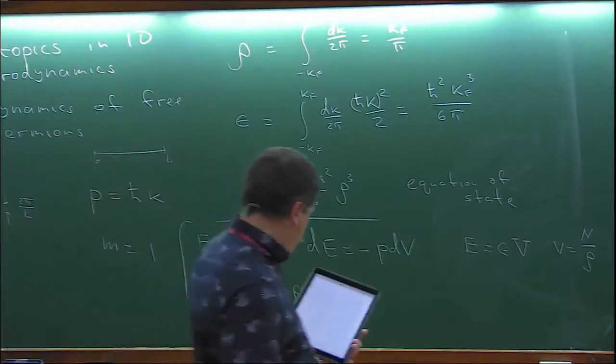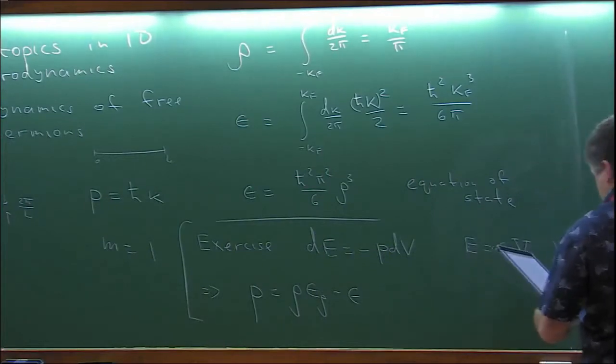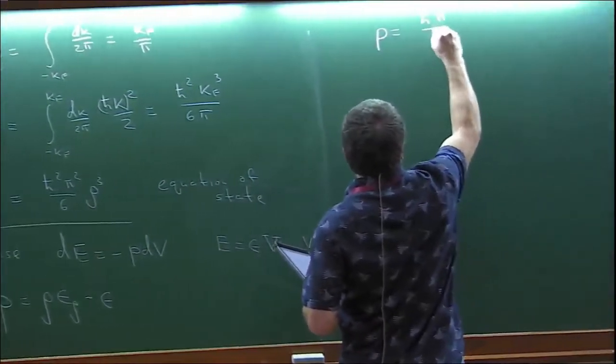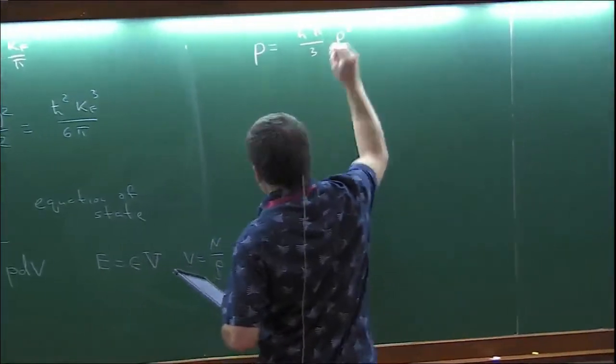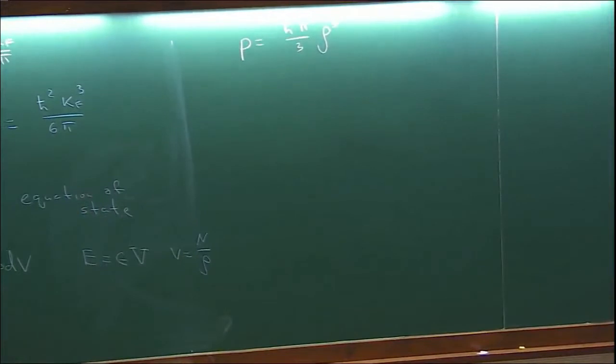And as a result, we obtained the pressure of one-dimensional fermions equals h squared pi cube divided by 3 rho cube, which you can also call the equation of state. So basically, you can go from pressure to energy, etc., etc.